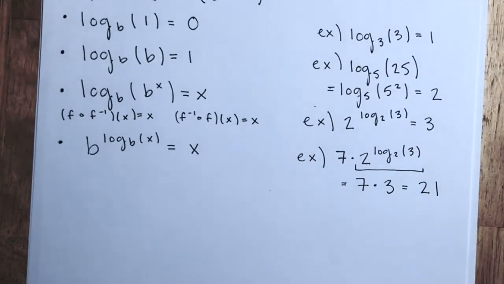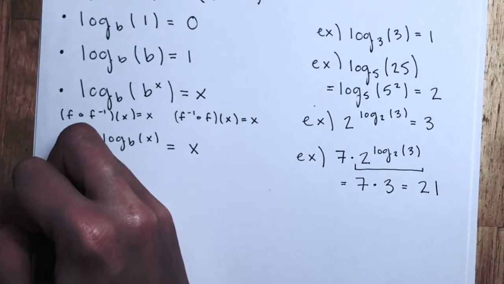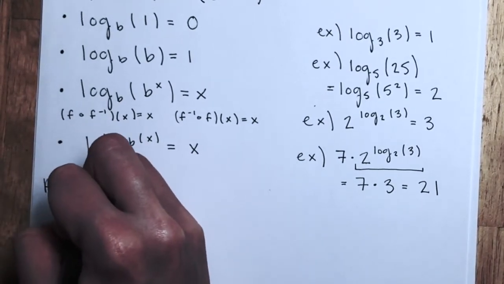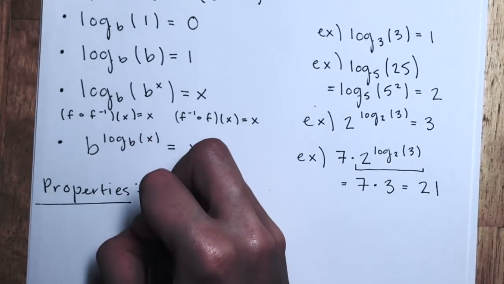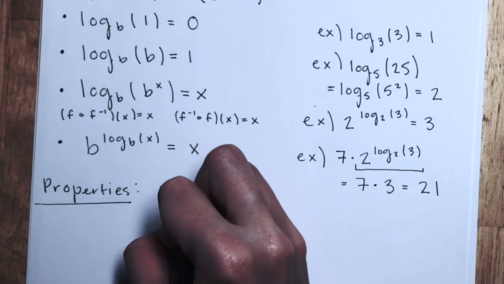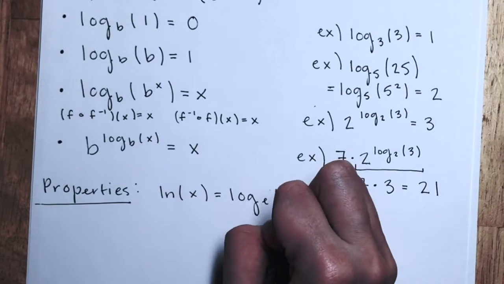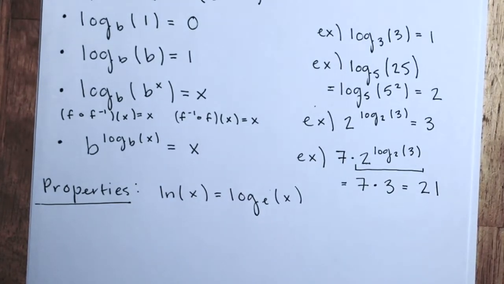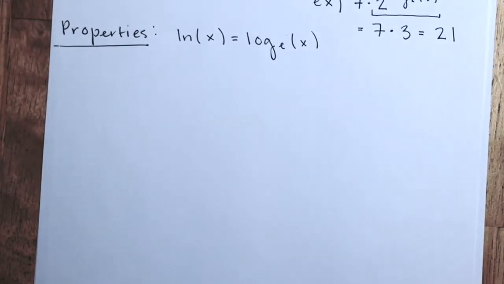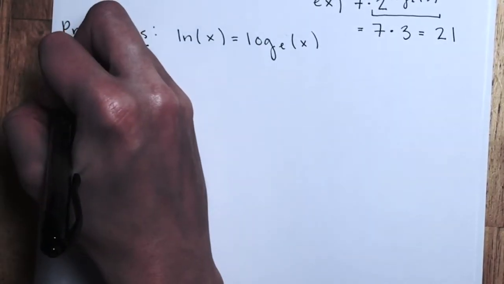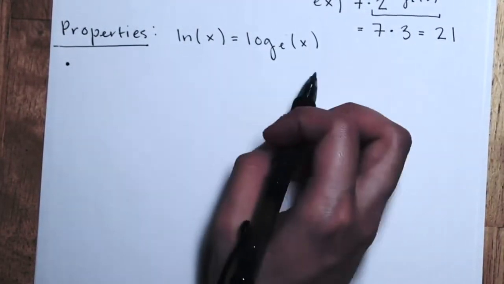All right. All of these can be applied to natural log. Here, properties. Natural log, again, is just short for log base e of x. So let's look at these guys. We can sort of use all of these rules that we just came up with in terms of natural log.